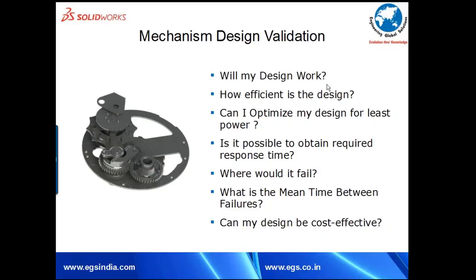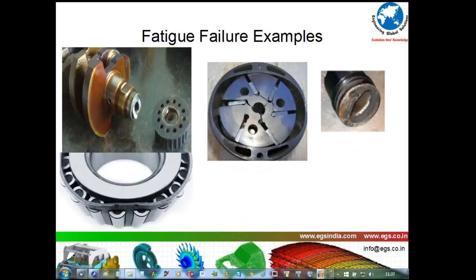Now, let us look at some of the fatigue examples as shown in this picture. You see the crankshaft which has come down. You see the vane pump which has broken. You see one of the shafts which has gone through a fatigue failure and a bearing. In all these cases, we are looking at failures during the life of the product.